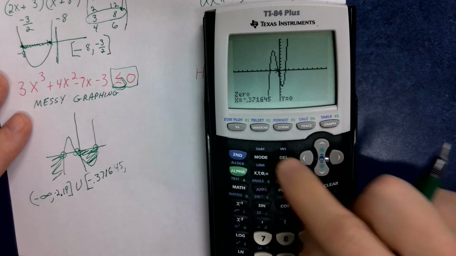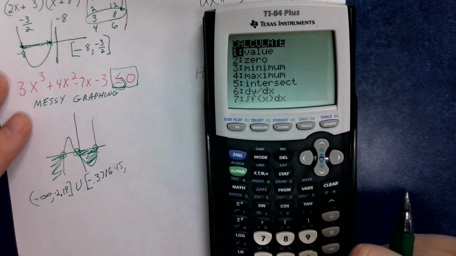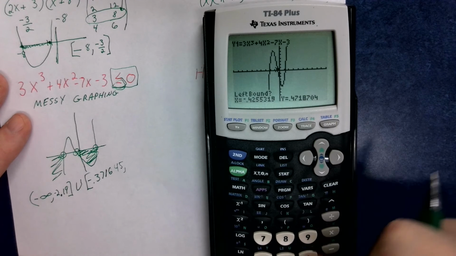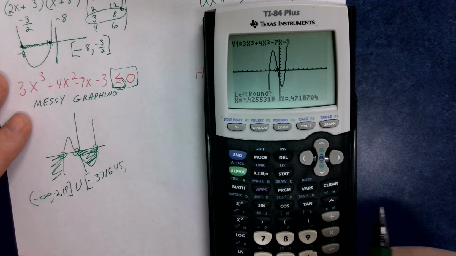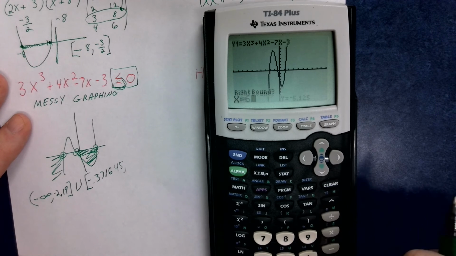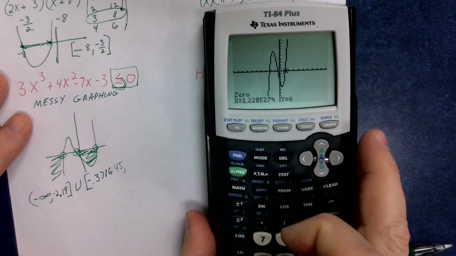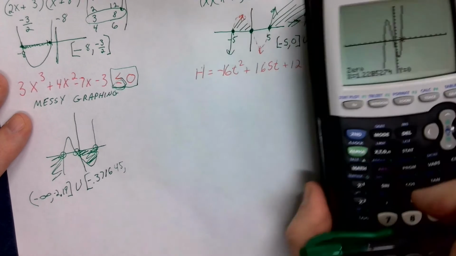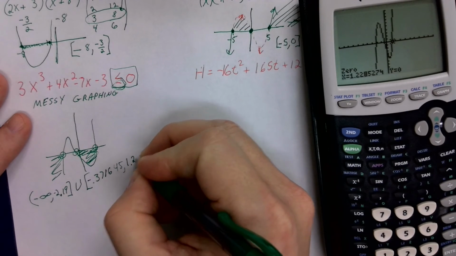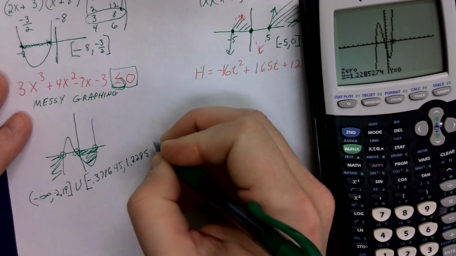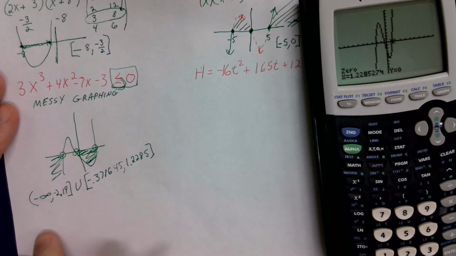Now I've got to find the last one, so second trace, zero. Left bound, I'm going to do 0.5, and right bound, I'm going to do 6, and hit enter. And you can see this one's 1.2285. So 1.2285. And that would be right there, the solution for that one.